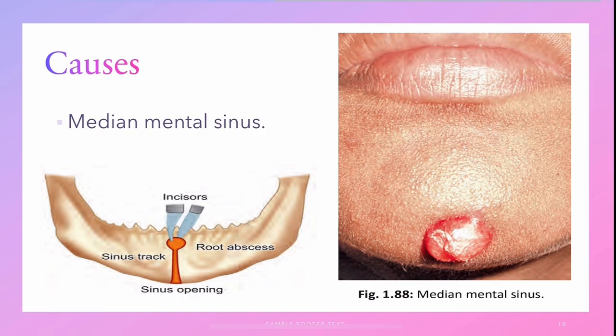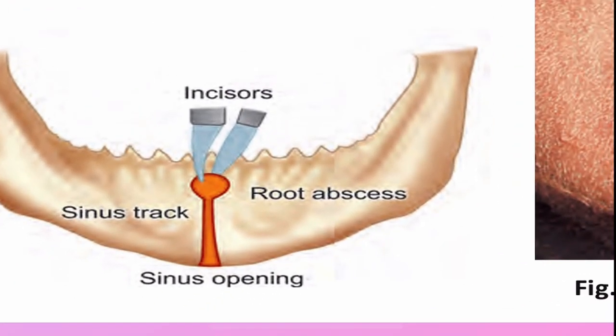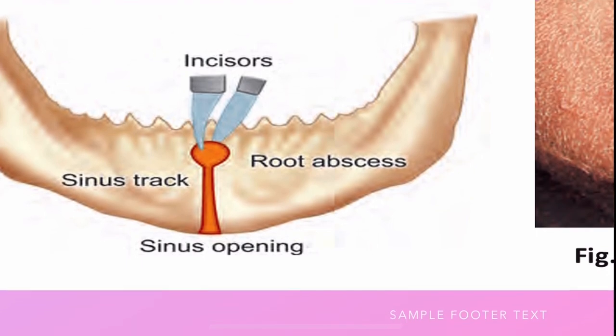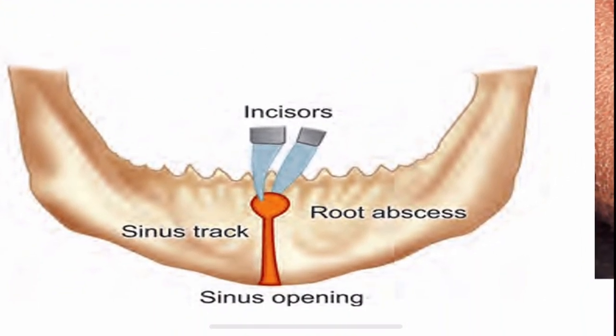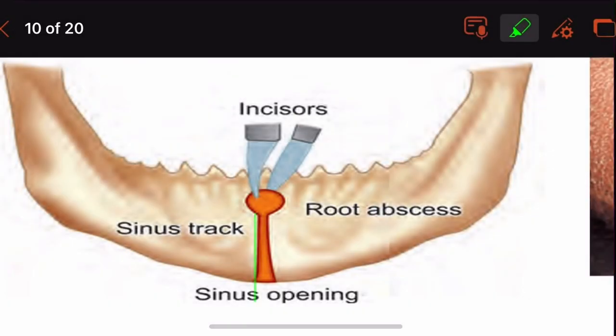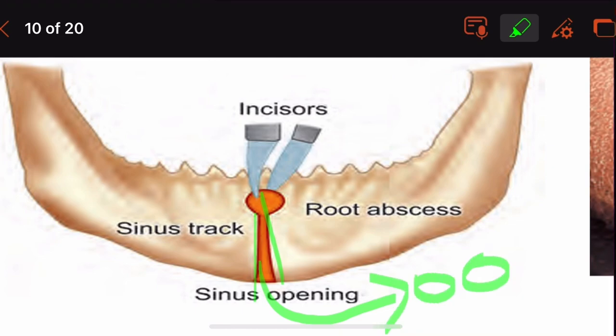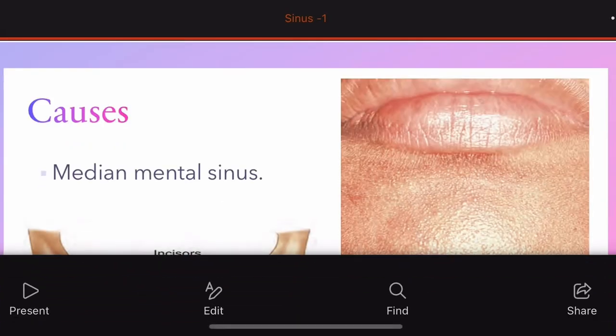The next acquired cause is median mental sinus. So you can see the median mental sinus here, which is a kind of chronic condition where there is infection of the roots of lower incisor. So you can see here the root abscess. This is the incisors. So there is a root abscess formation, and through which what happens, the root abscess is going to form eventually, which will track down between the halves of the lower jaw, presenting as a sinus in the midline. So you can see here, which is in the midline they are forming a tract, and then the discharges occur. These discharges you can appreciate here in the next picture.